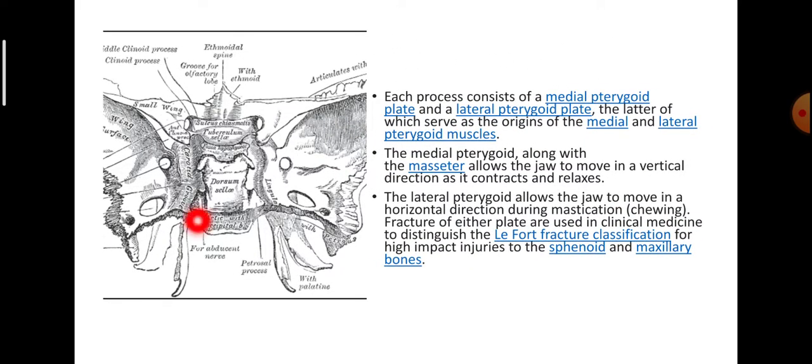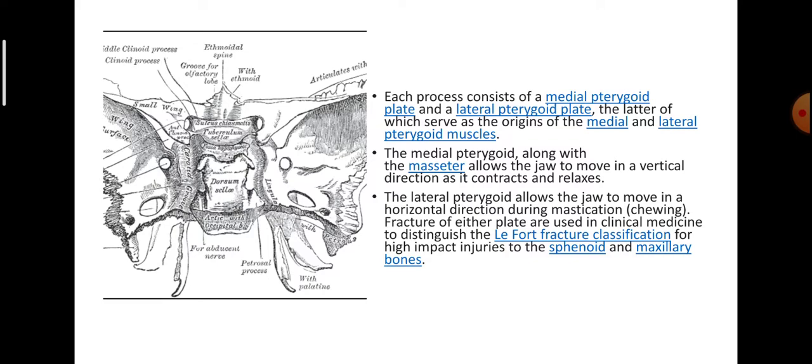Each pterygoid process consists of a medial plate and a lateral plate. The latter serves as the origin of the medial and lateral pterygoid muscles. The medial pterygoid, along with the masseter, allows the jaw to move in a vertical direction as it contracts and relaxes. The lateral pterygoid allows the jaw to move in a horizontal direction during mastication.